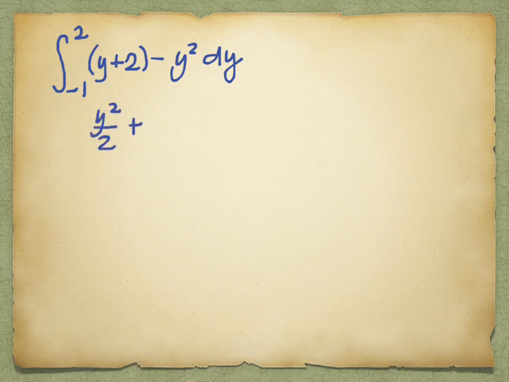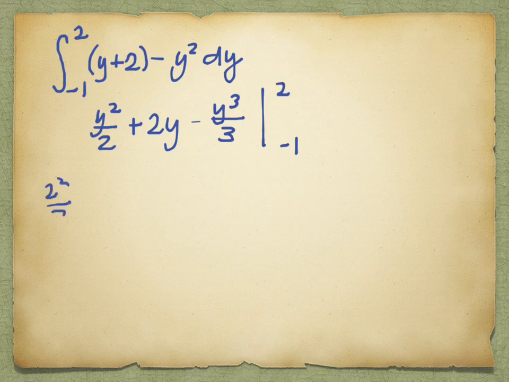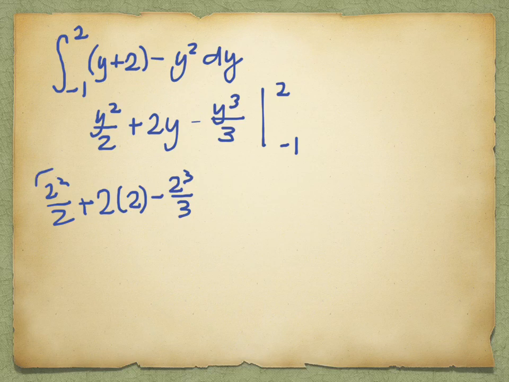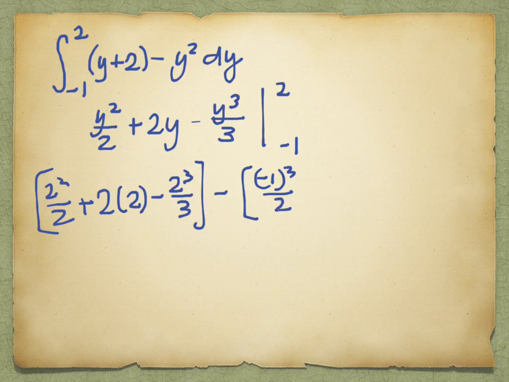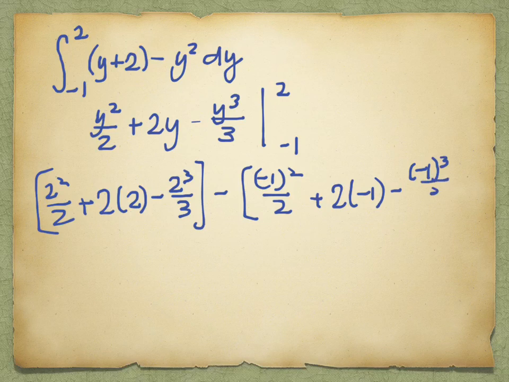Y squared over 2 plus 2y. Perfect. Thank you, Chelsea. And then we're going to evaluate that at 2 and at -1, right? Always evaluate the top number first. So I've got 2 squared over 2 plus 2 times 2 minus 2 cubed over 3. Got all of that minus -1 squared over 2, plus 2 times -1 minus -1 cubed over 3.